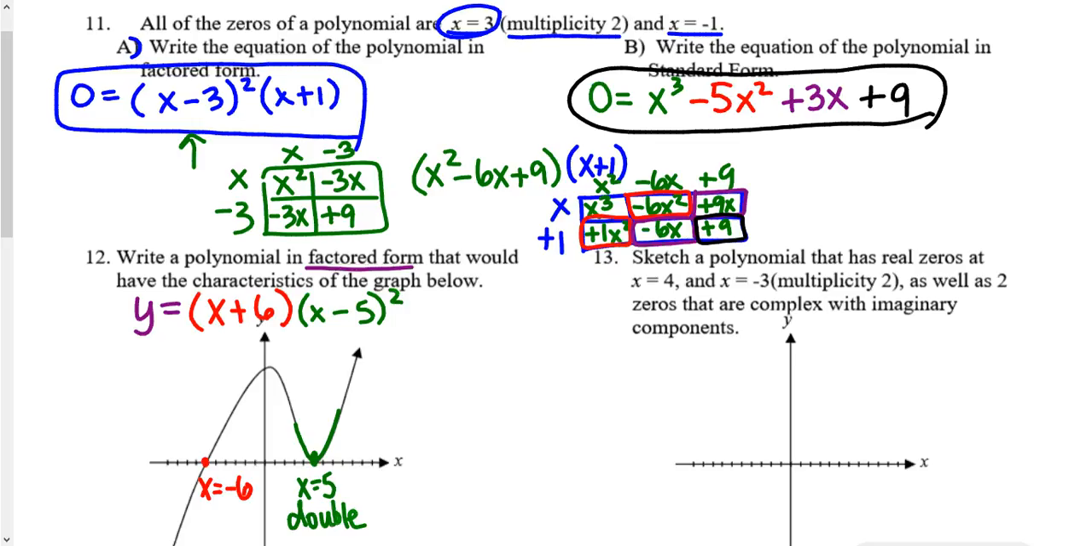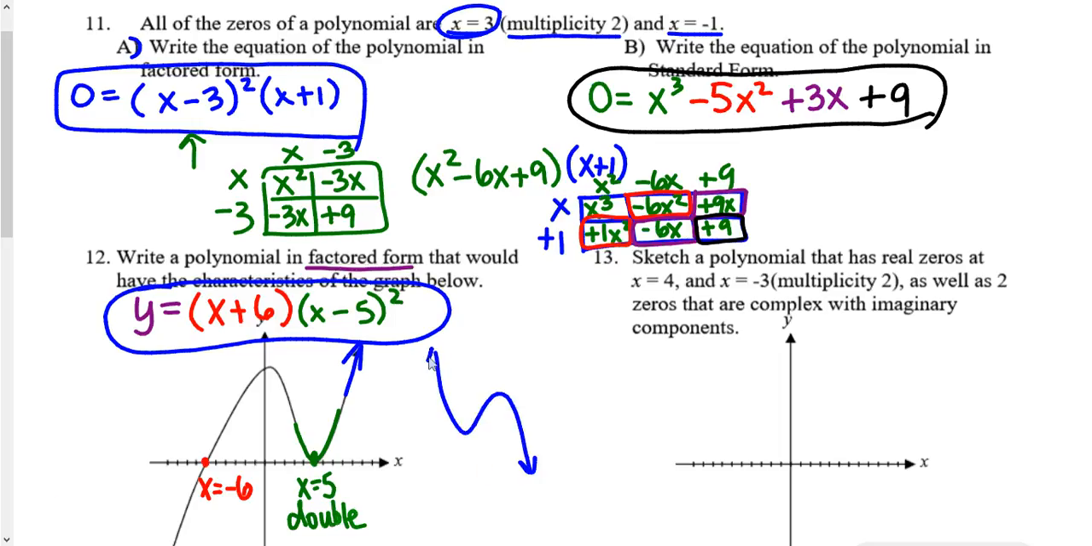The last thing we want to be careful of, because sometimes we forget to look for this, is our right end behavior. This is pointing up, so that means we really do have this positive polynomial. If the graph had been flipped over and it had looked like this, we would have had to put a negative in front of our first factor.